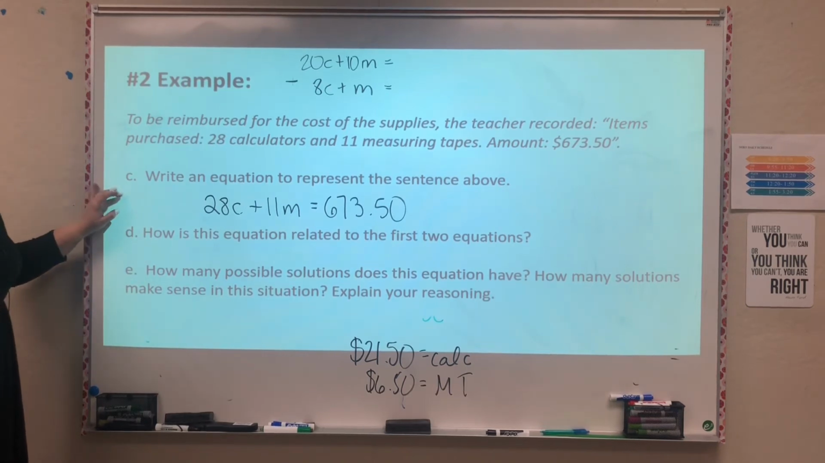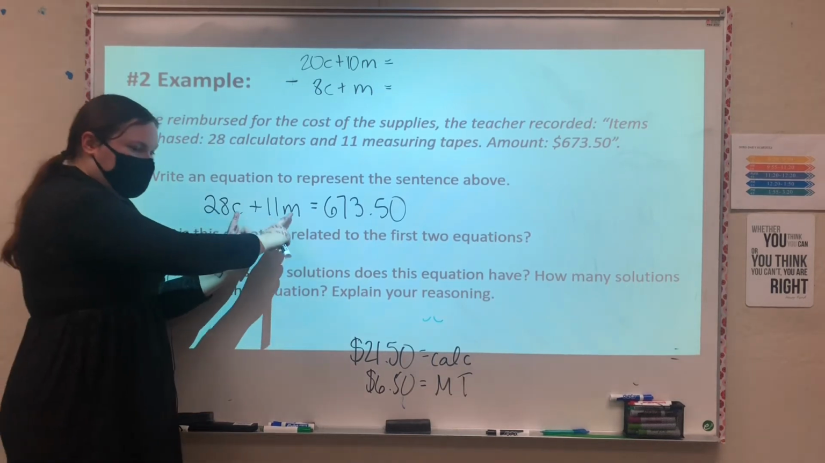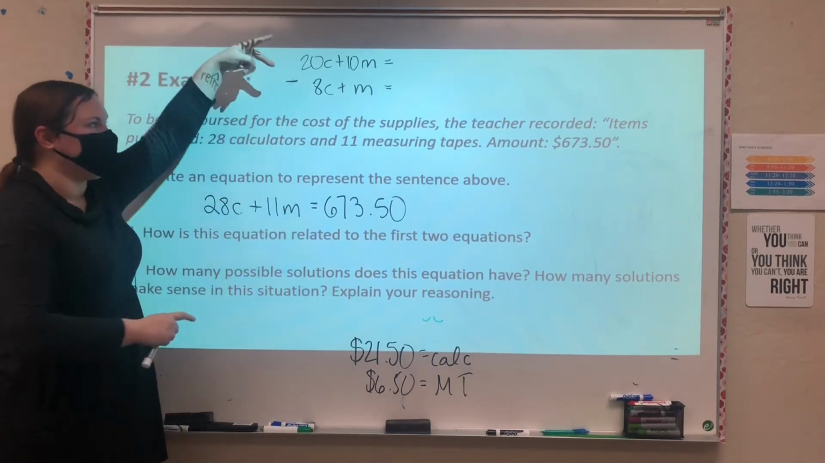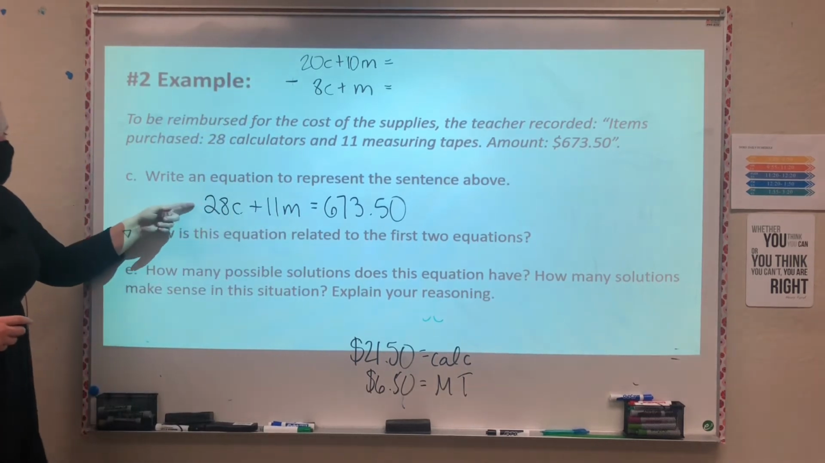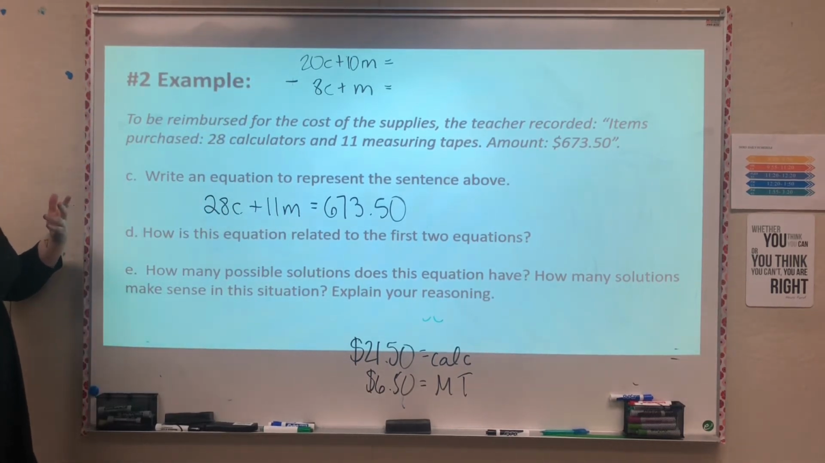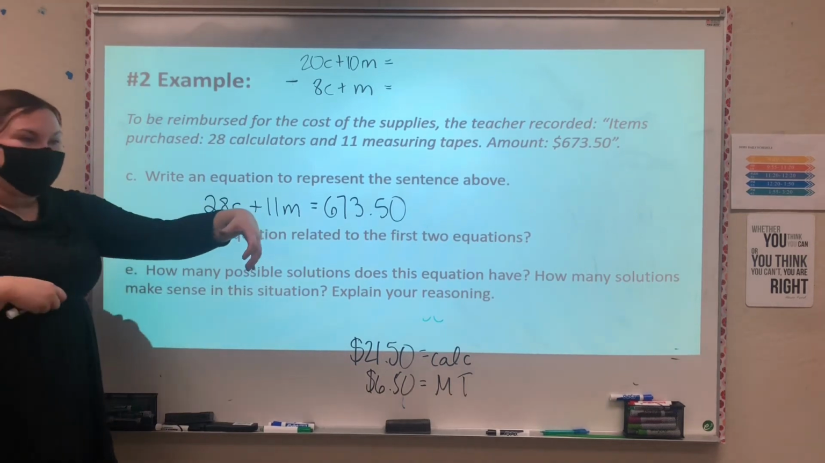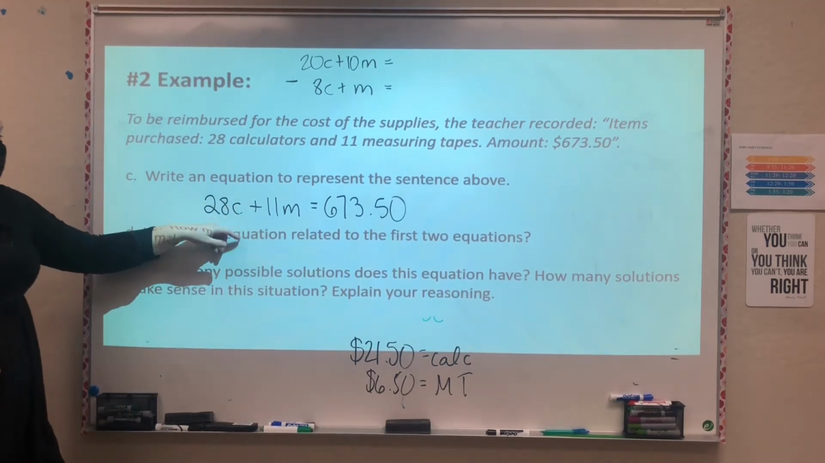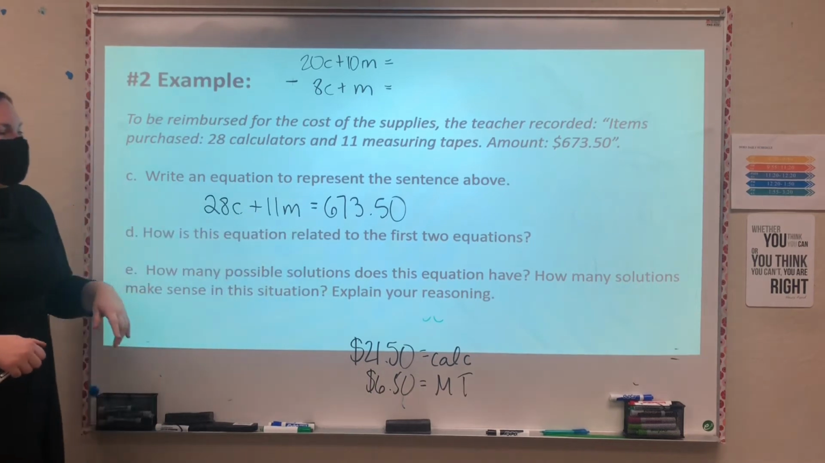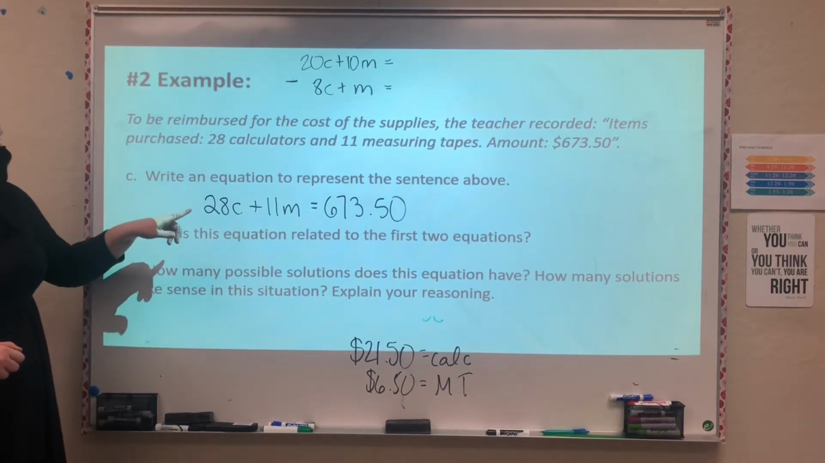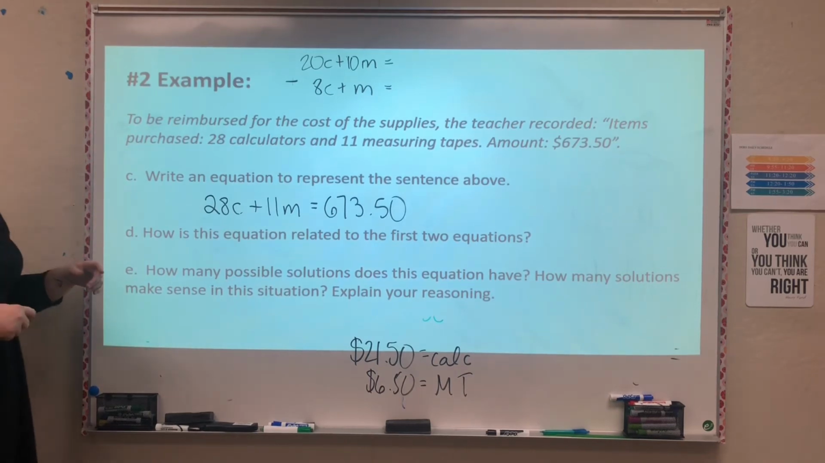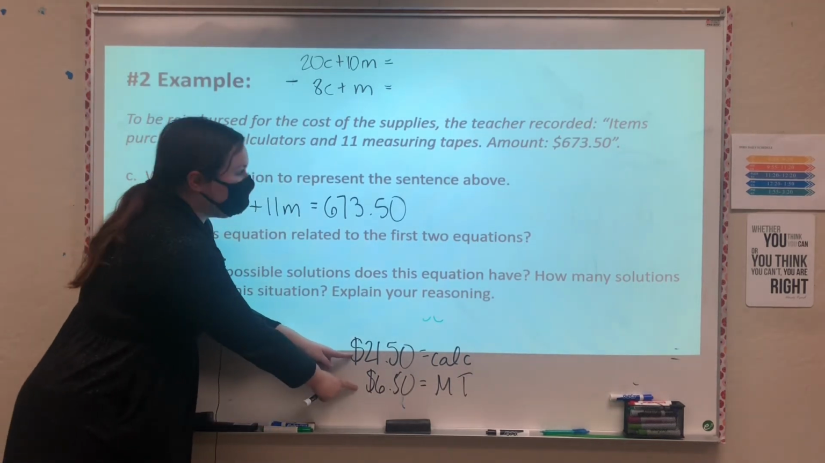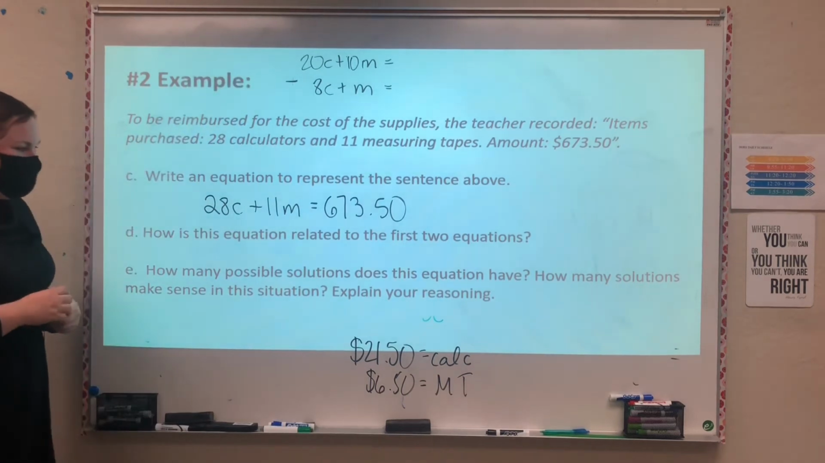When it comes to solving equations, if you have two variables, you're going to need at least two equations to solve it. If you've got two variables but one single equation, you're never going to be able to solve. I mean, you can move stuff around and rearrange it. We could come up with like C equals 673.50 minus 11M divided by, like, we can solve it as a literal equation. But the only way we're going to get this is if we've got two equations.